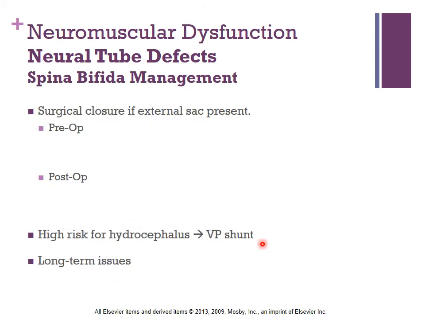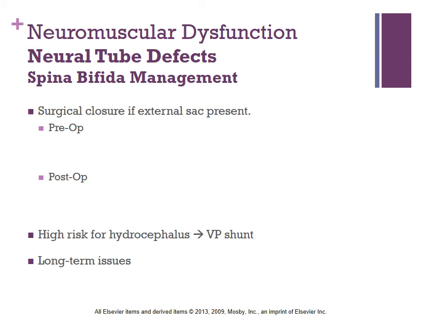So, as far as management, pre-op care, like I just said, you want to keep that sac protected, and you cover it with a wet, sterile dressing or gauze, and you're going to keep them prone because obviously you cannot place them supine because they're going to put pressure on that sac. So, if the external sac is present, which would be your cystica spina bifida. Remember, occulta's inside; cystica, which is your meningocele, myelomeningocele, that's going to be outside. Notice the cyst in cystica.